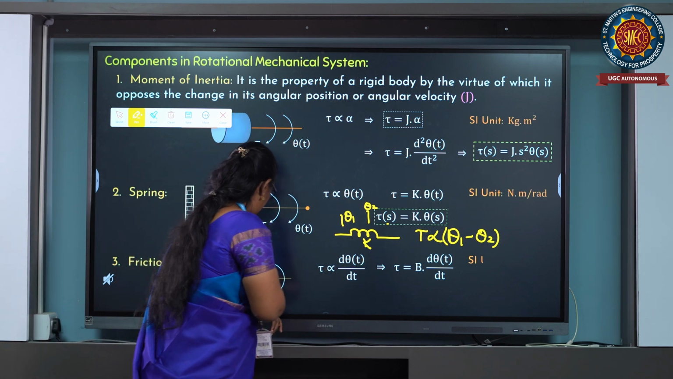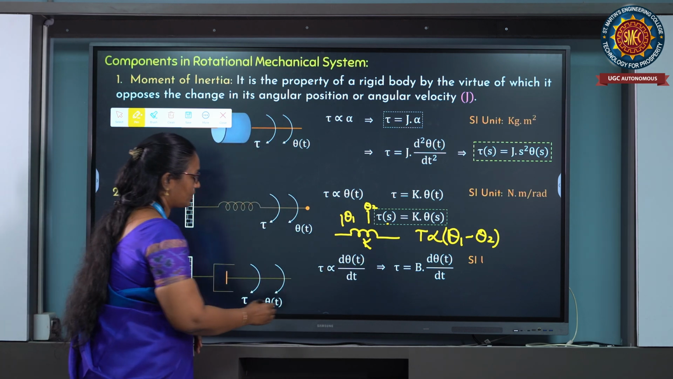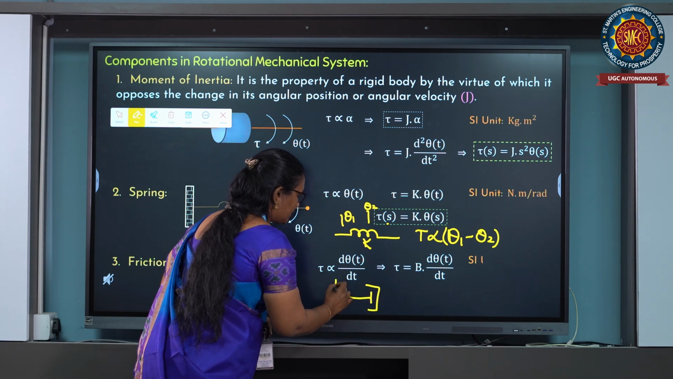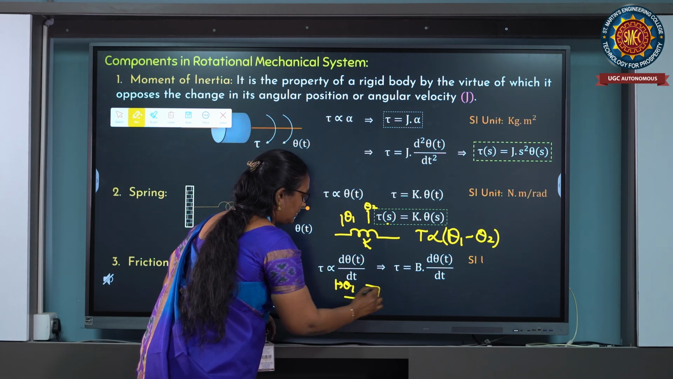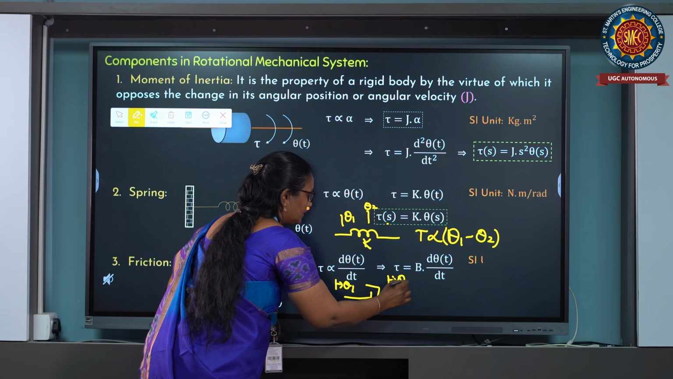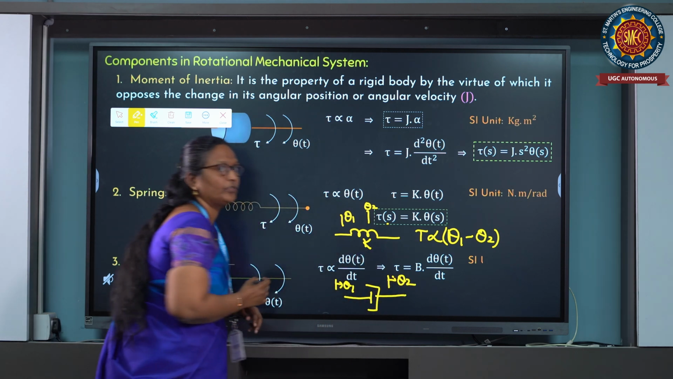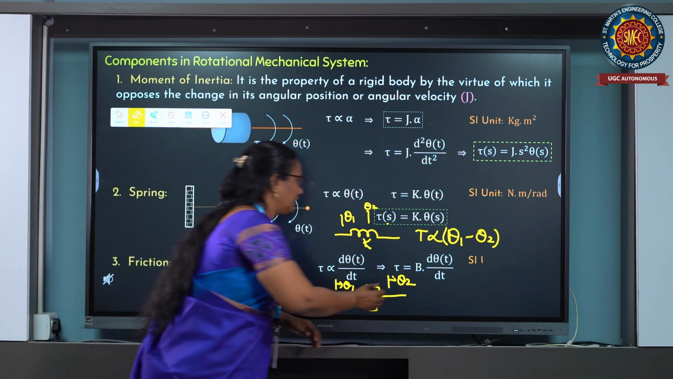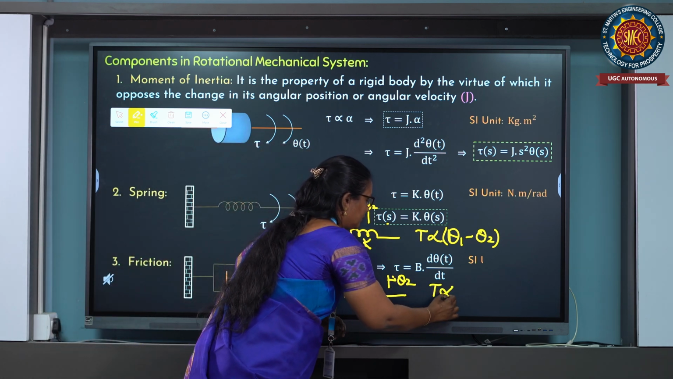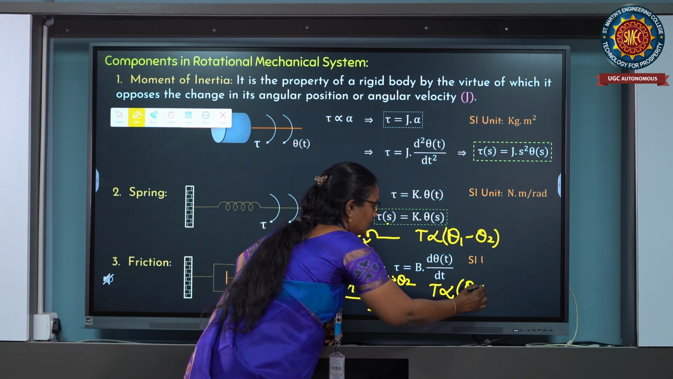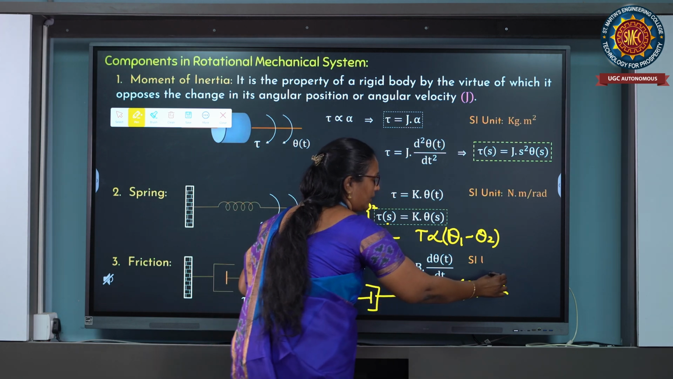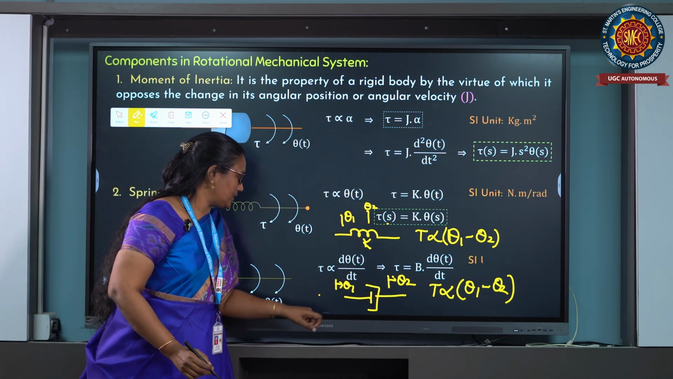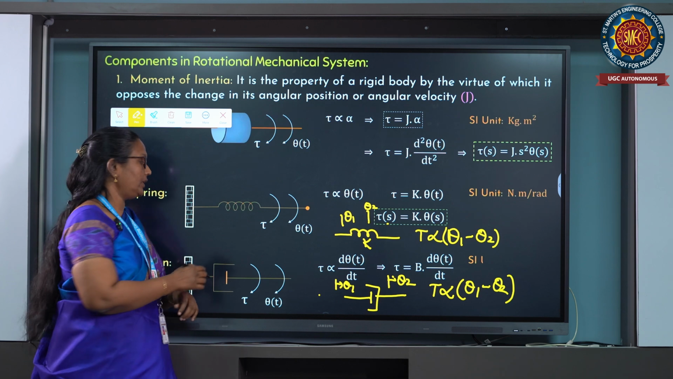In the same way, with the friction also, we have two ends with displacement theta 1 and displacement theta 2. So again we write that the torque is proportional to theta 1 minus theta 2 if we go with the first reference. So these are the basic elements we have.